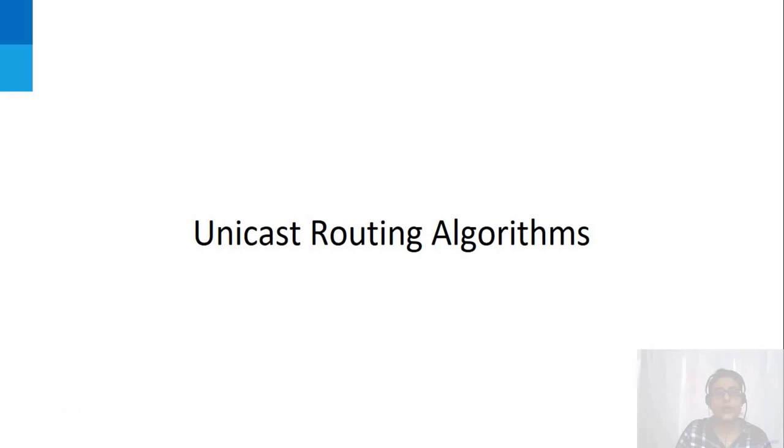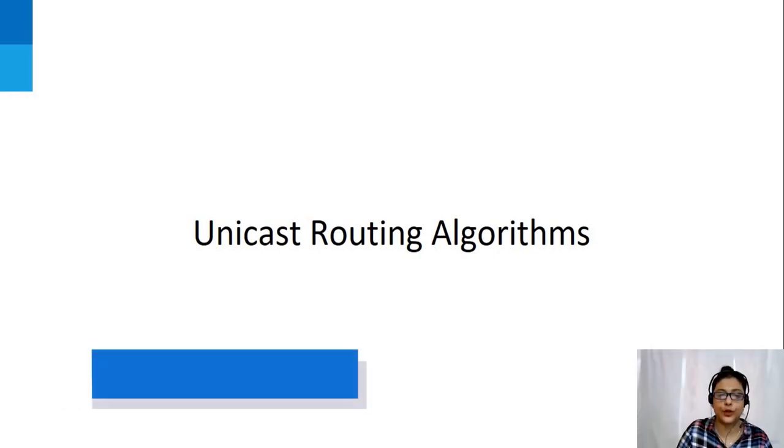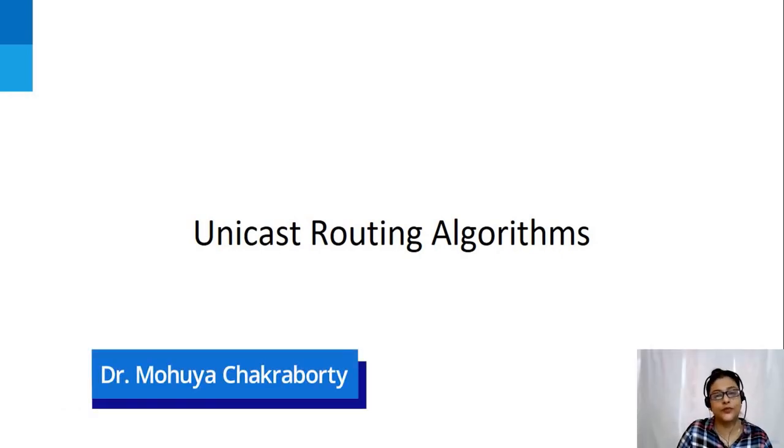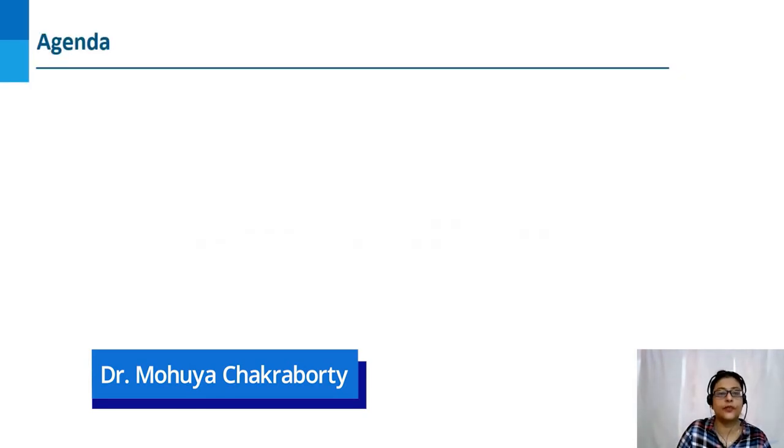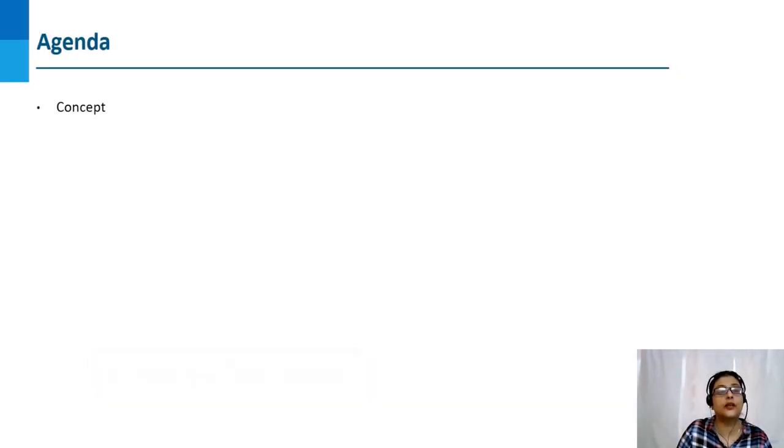Hello, welcome back to the lecture series on network layer protocols of the internet model. In this video, we are going to learn about unicast routing algorithms. The agenda is we will learn about the concept of unicast routing, then unicast routing algorithms. After that, the meaning of optimization, and then intra as well as inter-domain routing concept. So what is the concept of unicast routing?